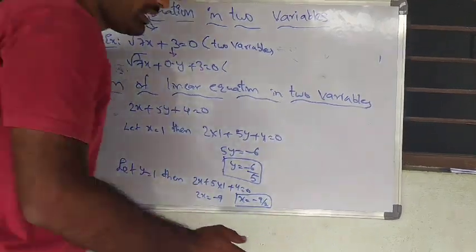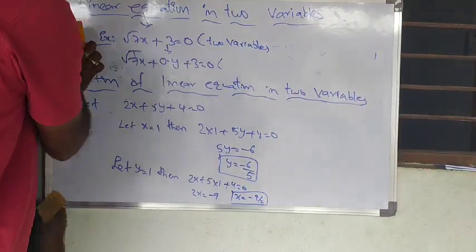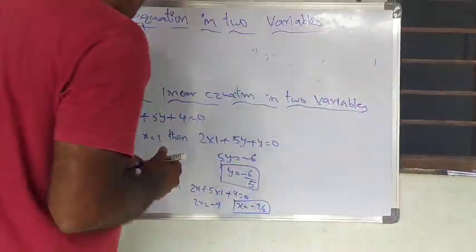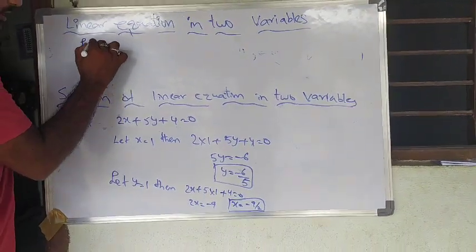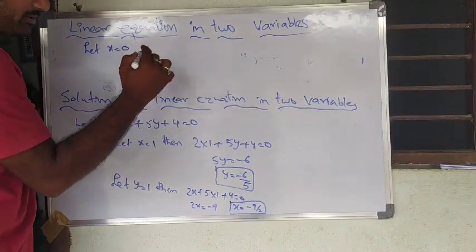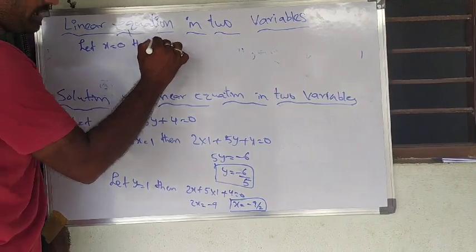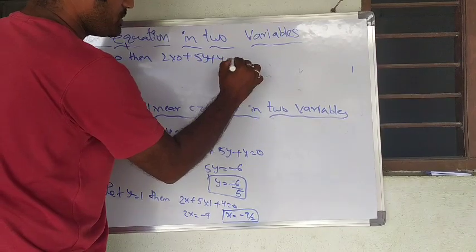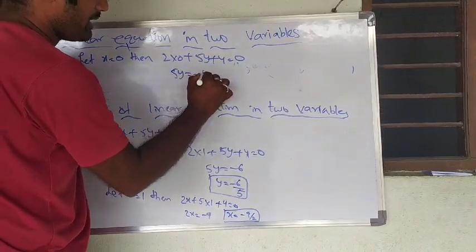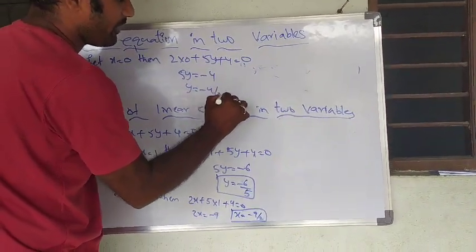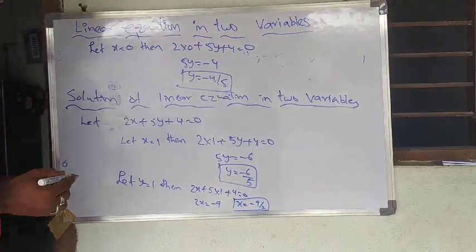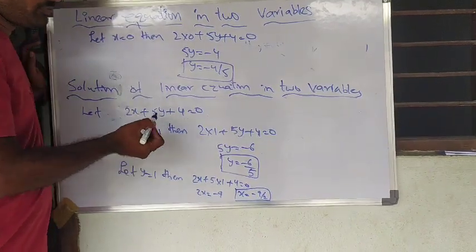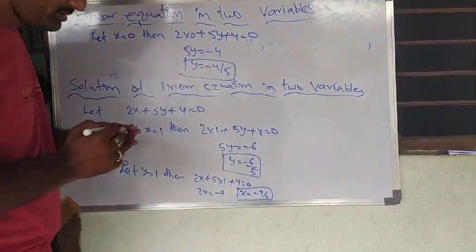Let us check whether with other values we also get a solution. Let x be equal to 0. Then 2 into 0 plus 5y plus 4 is equal to 0. So 5y is equal to minus 4, y is minus 4 by 5. By this we understand that for n number of values we take, we will get n number of solutions for this linear equation in two variables.